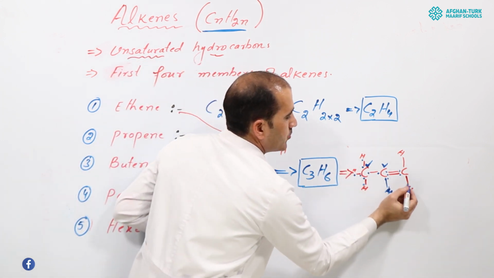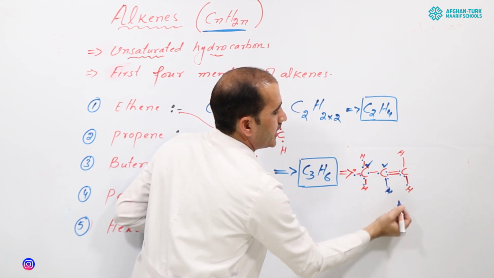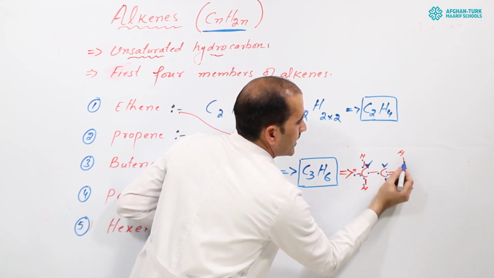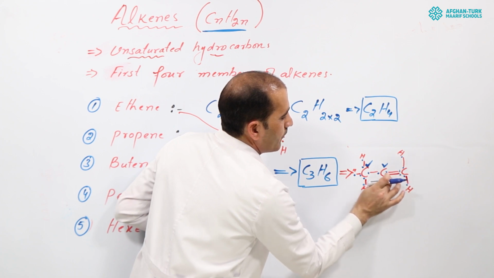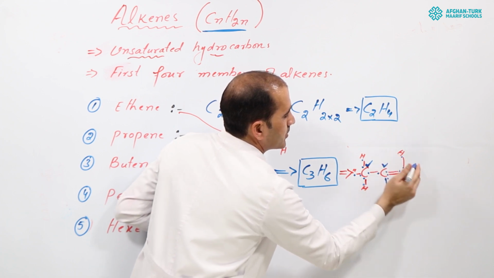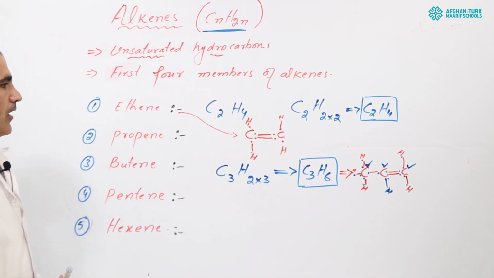How by 8 electrons? You can count it. 1 electron of hydrogen, 1 electron of carbon here, 1 electron of carbon here, 1 electron of hydrogen here. You can count it. 1, 2, 3, 4, 5, 6, 7, 8. So this carbon atom also becomes stable. For all the other members of the alkene family, the same situation applies.